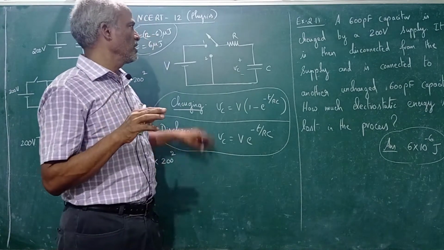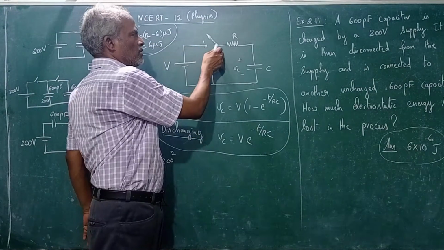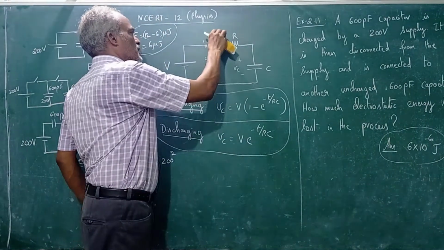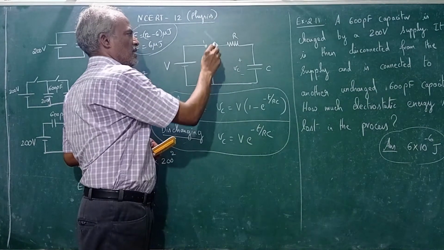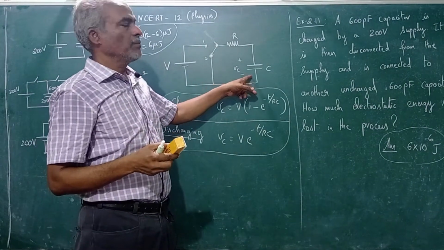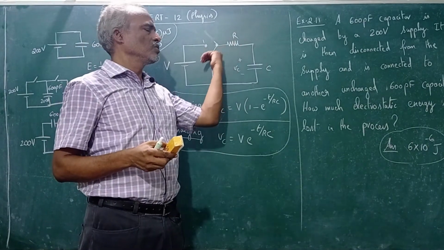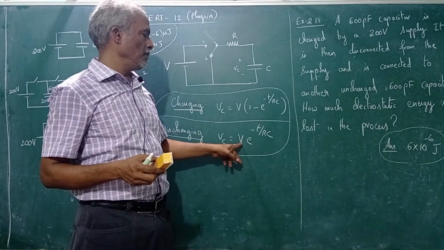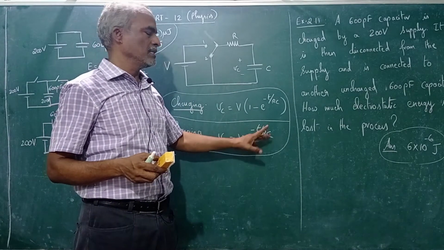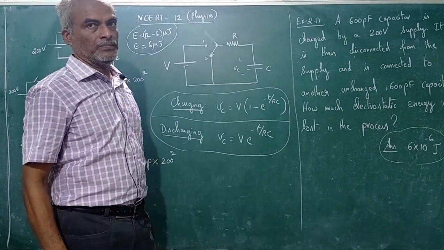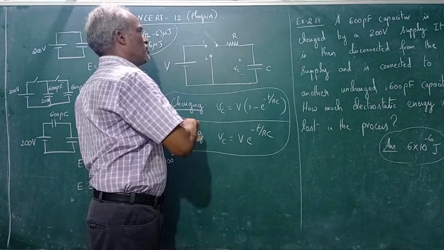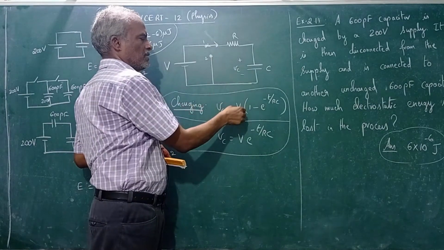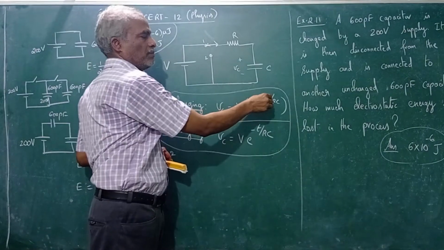Next, case 2. Case 2 is this switch, initially it was here, but later on it was connected like this. That means the source is disconnected. Now the charged capacitor tries to discharge through resistance, and the equation is given by the voltage across the capacitor is V into e power minus t by RC. So first we must know, when the switch is connected here, the voltage across the capacitor is V into 1 minus e power minus t by RC.